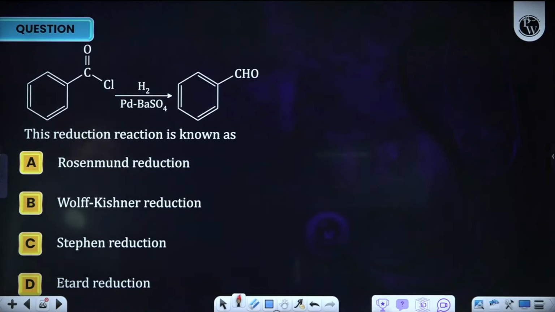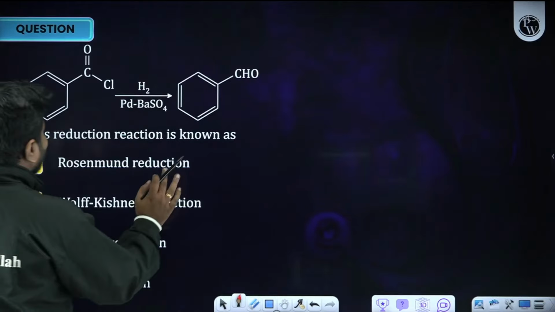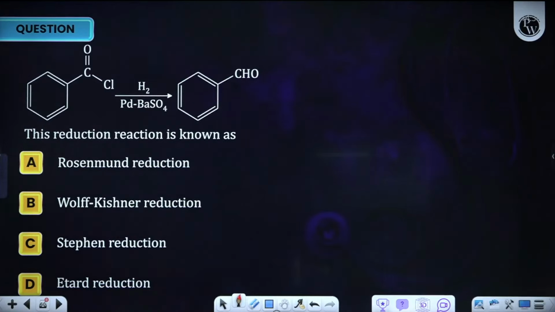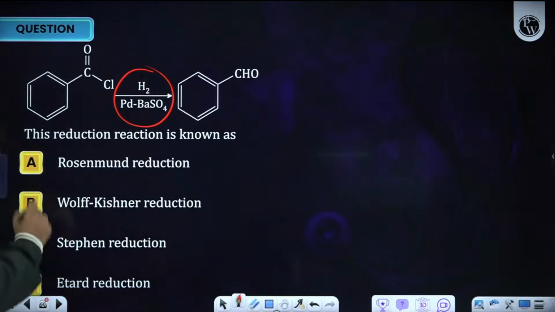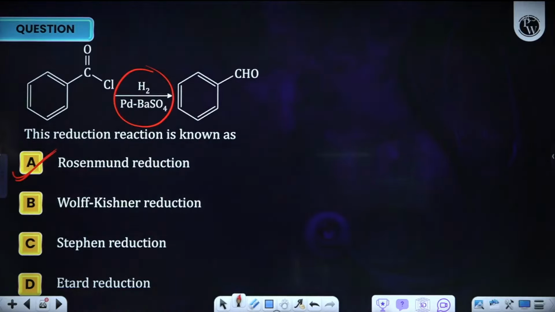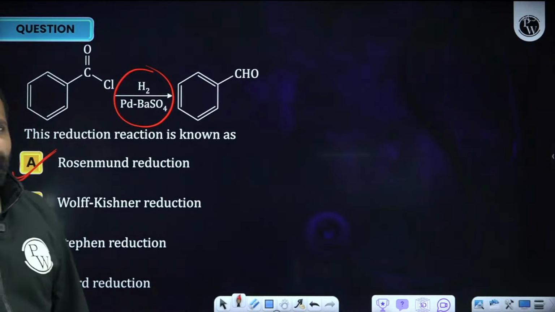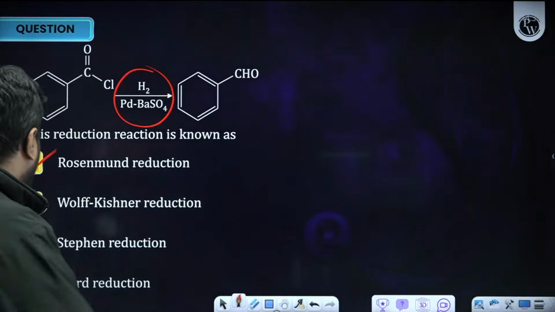Yes. Once again, naming reaction. This reduction is known as what? Like this question comes means it is happy news for us. Hydrogen in presence of palladium BaSO4, Rosenmund reduction. It is nothing but Rosenmund reduction.